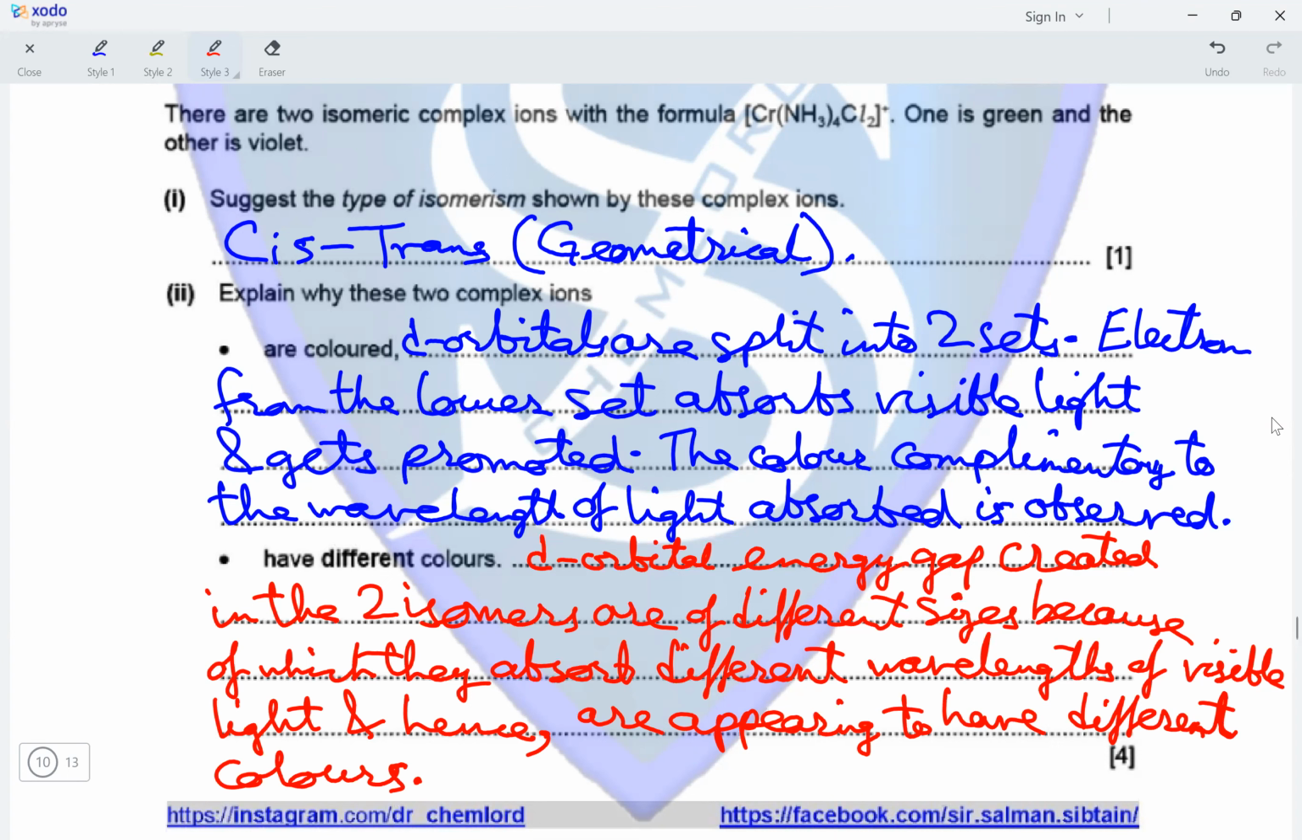Since the energy gap is of different size, the wavelength of light absorbed would be different and the complementary color to the wavelength absorbed would also be different. So both the isomers will have different colors.